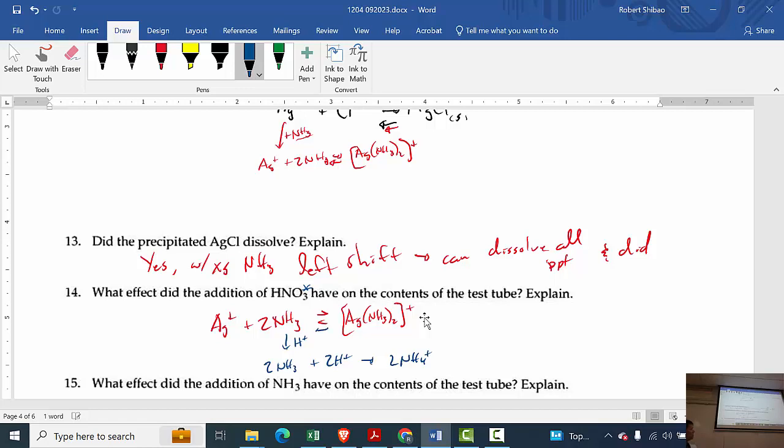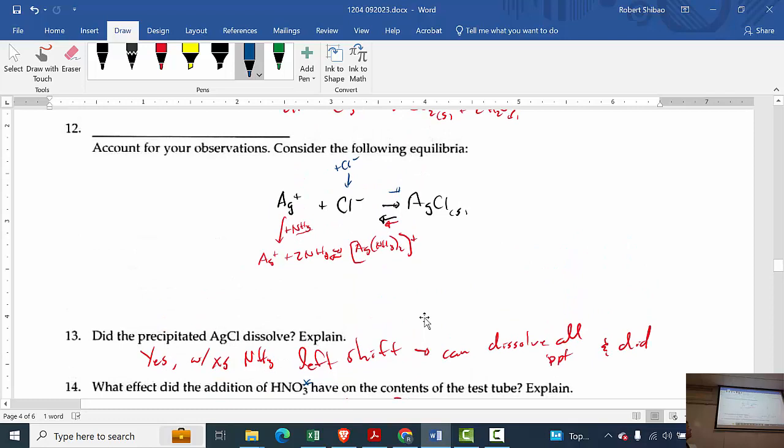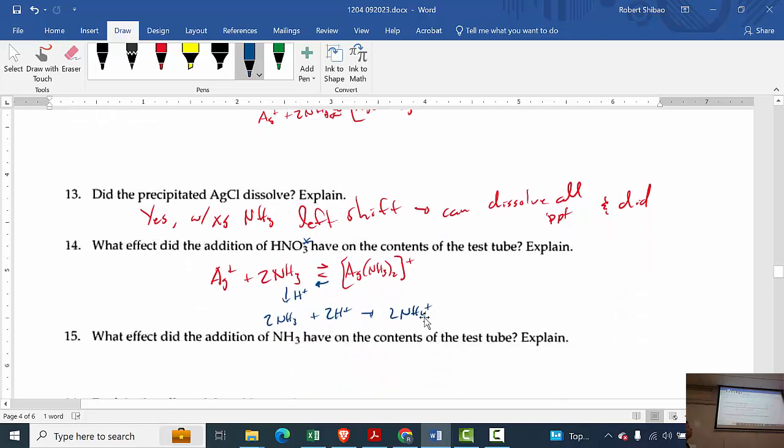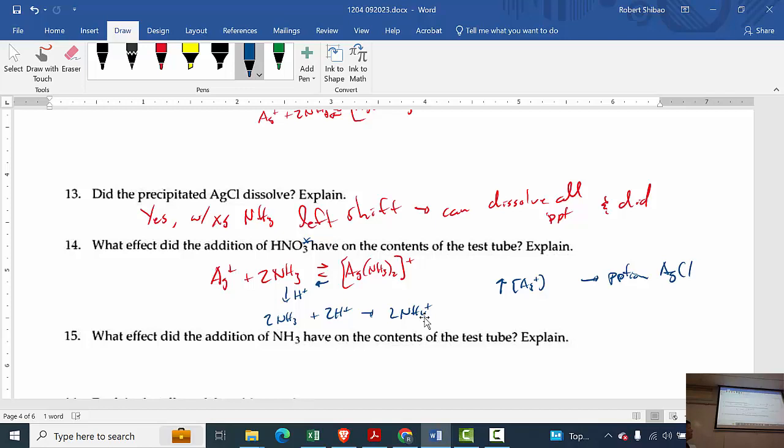So this is going to result in a shift left. If this shifts left, then we're going to generate more silver ion. If we generate more silver ion, we're going to reprecipitate out silver chloride, because it's going to impact the first equilibrium. So the end result is it increases the silver ion concentration, which is going to result in a precipitation of AgCl. From the first equilibrium, it's going to shift it to the right.